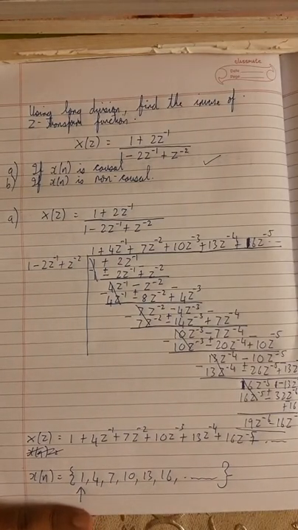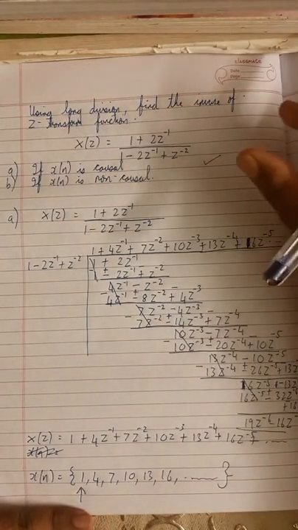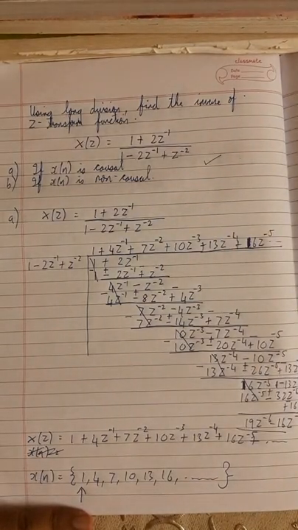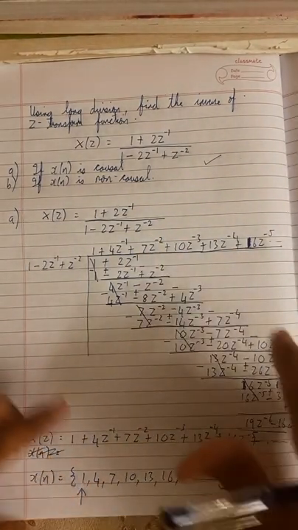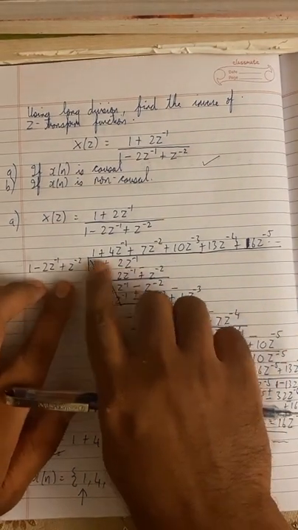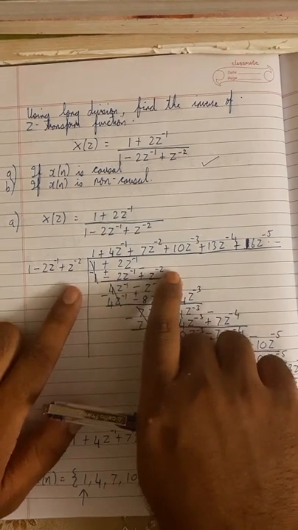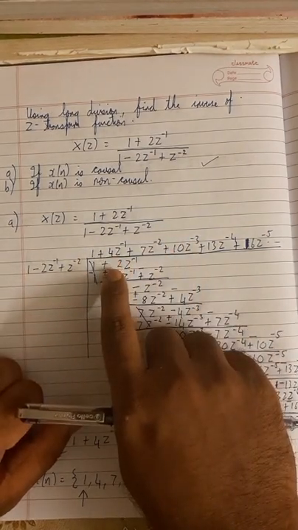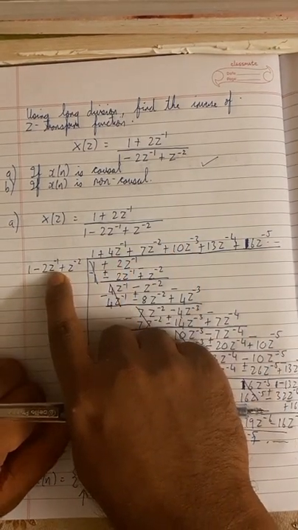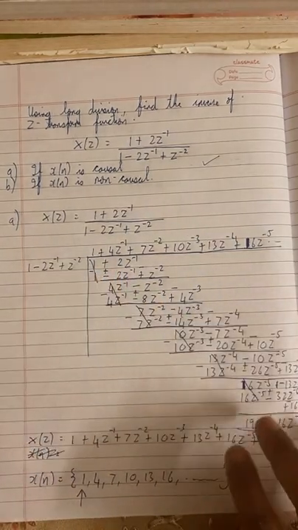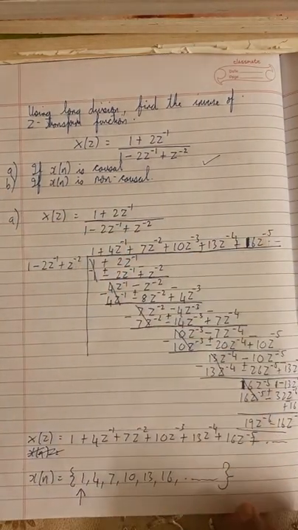Now I'm going to do the same question assuming that x of n is a non-causal signal. So how do you do a non-causal signal? Same procedure, but this time I'm going to represent this expression in such a way that it starts from the lowest power of Z, both the denominator as well as the numerator. So let's do the same procedure using the lowest power of Z as the first term.